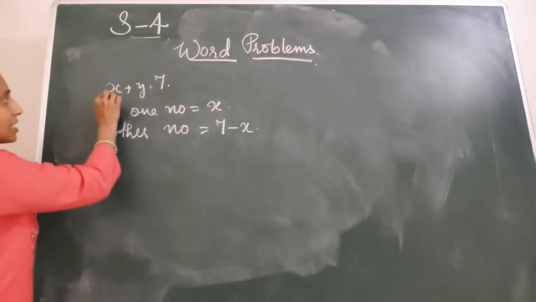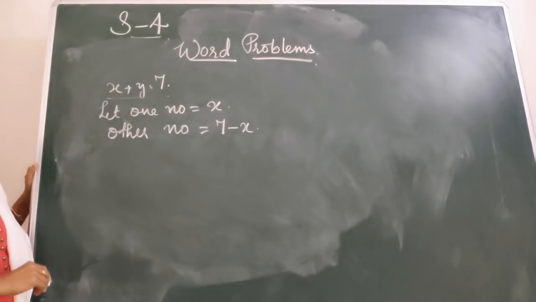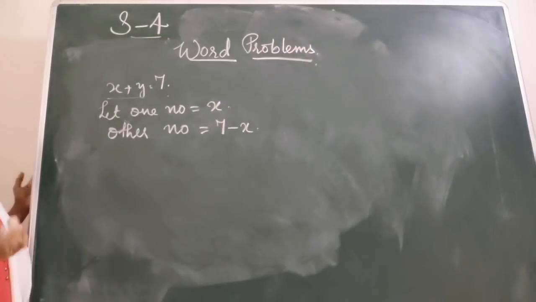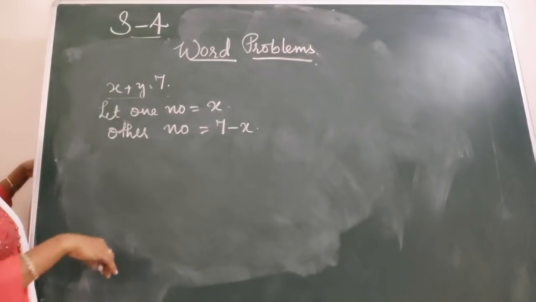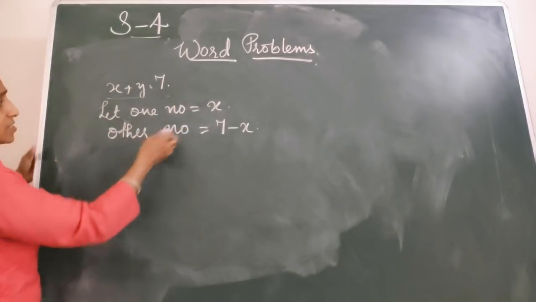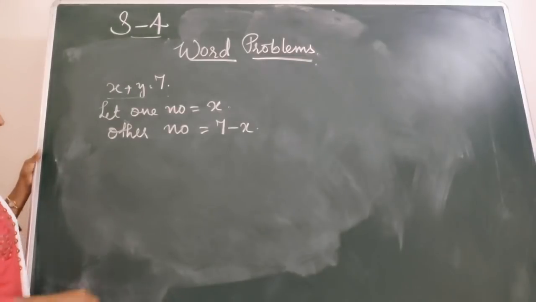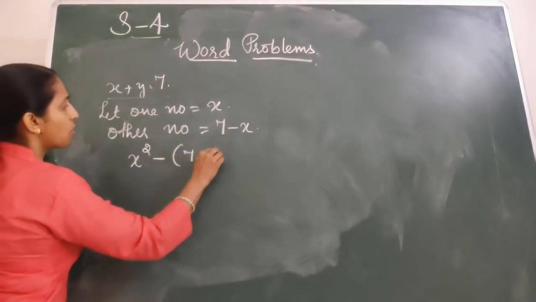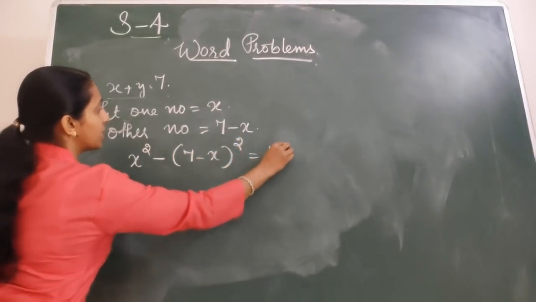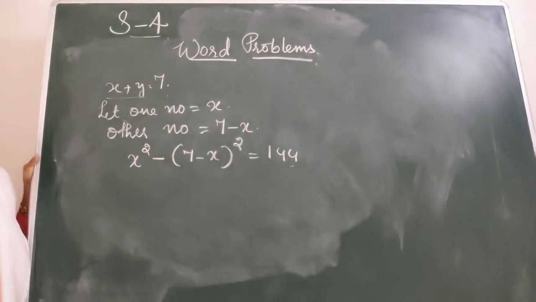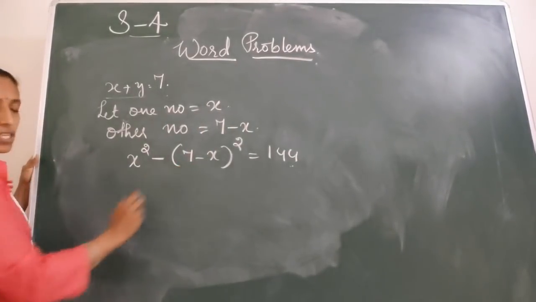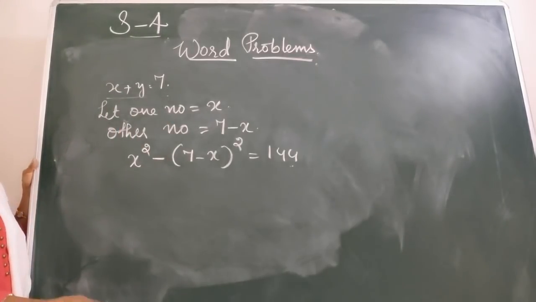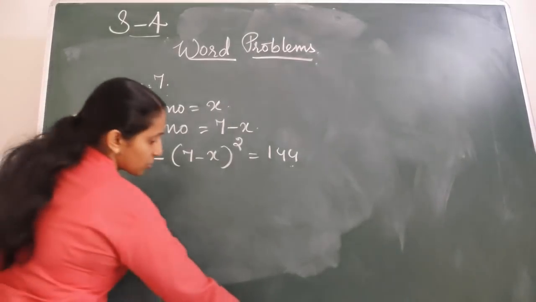Okay. This is the one condition given: the sum of two numbers is 7. And the difference of their squares is 81 or something, according to the question. So difference of their squares means you will take the greater number as x. So the difference of their squares comes x square minus (7 minus x) whole square is equal to 144, whatever number is given. Okay, so then you will simplify this equation, and afterwards you will factorize it and find the value of x. So that's what I told.